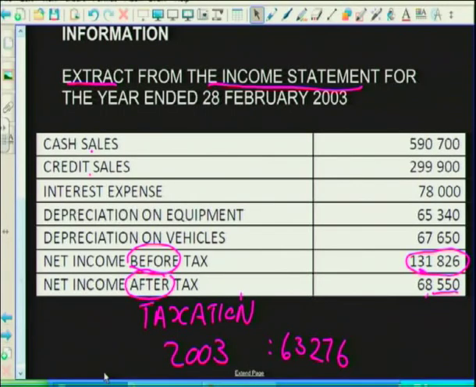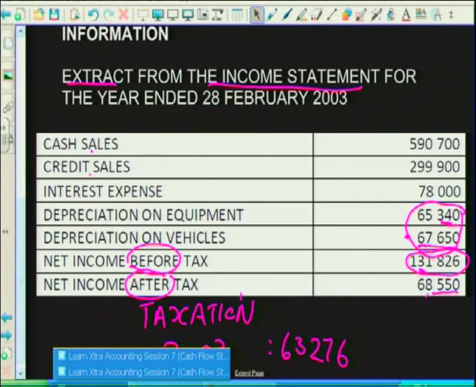Depreciation is given to us. Depreciation on equipment, there's our amount there, 67,650. Sorry, that was vehicles. Depreciation on equipment is 65,340. So there's my amount. And then depreciation on vehicles, 67,650. So we're taking these figures through to note number 1. So let's go for it.